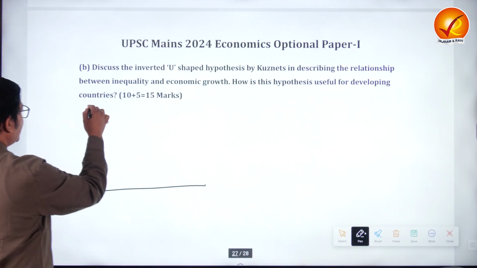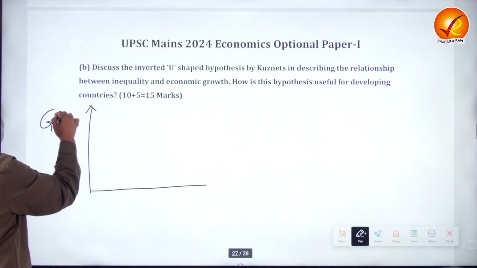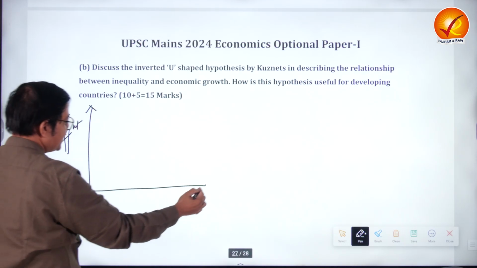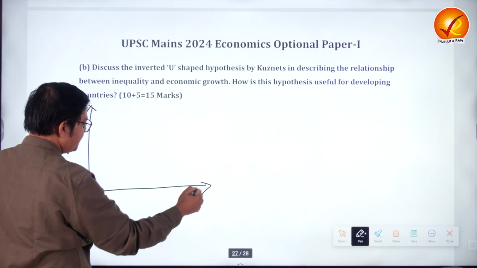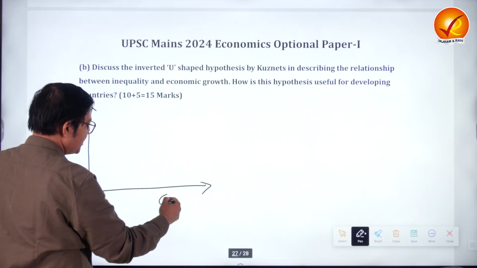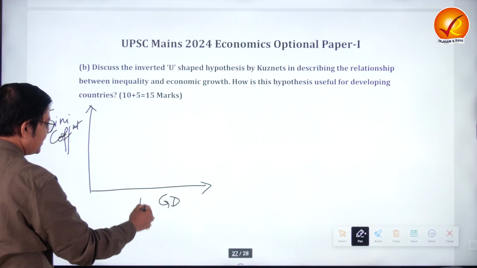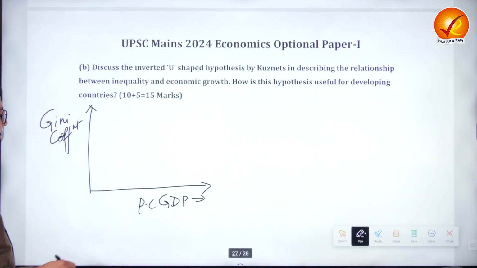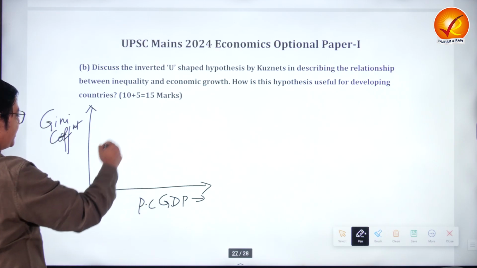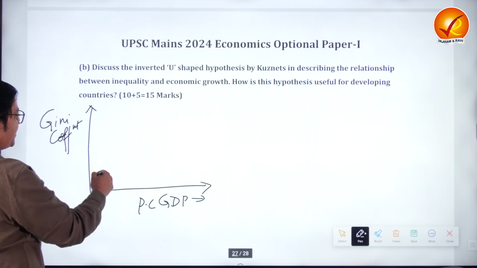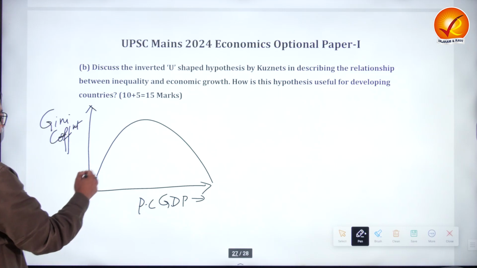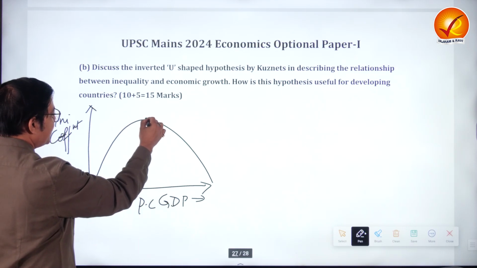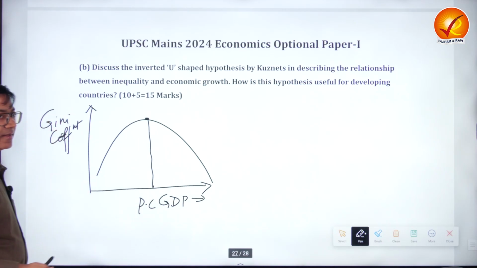It says that if you have some inequality measure, let's say Gini coefficient, which is a common inequality measure, and on the other side you write economic growth, or you can just say per capita GDP. Generally, per capita GDP increases with economic growth. Kuznets had said that there will be an inverted U hypothesis. As in, initially as the per capita GDP goes up, inequality goes up, reaches some peak and then declines.